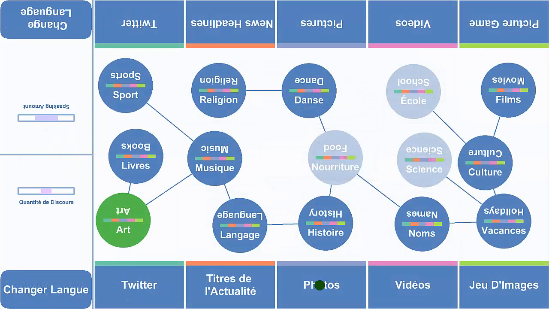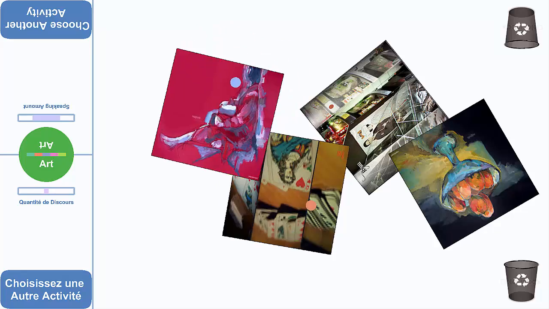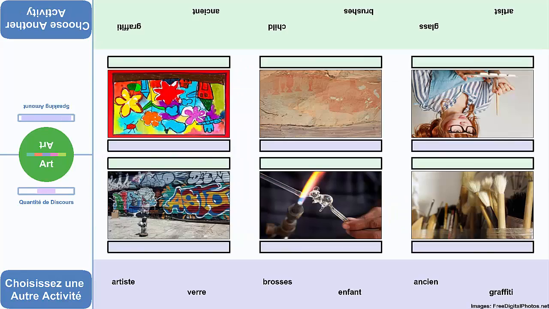In the picture activity, photos are downloaded from Flickr and displayed to inspire conversation between partners. We also included a collaborative picture game activity where learners work together to match words with their respective picture representation.